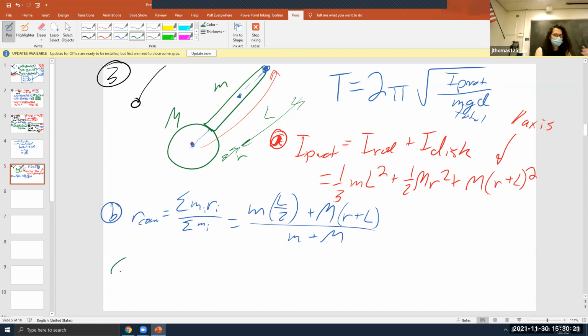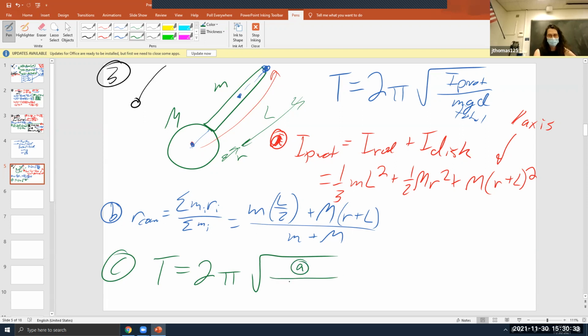In part C then, they say, all right, put it all together, go ahead and find the period. Period is 2 pi times the square root of the inertia around the pivot point, that's what we found in part A, over the total mass, little m plus big N, times g, times d, which is the distance to the center of mass, and that's what we found in part B. So you just put your two answers together. If you were to plug in the expression from B in the bottom, you could cancel out the total masses, but there's not really much else to be done to clean it up. Just make sure you don't round too much when you're plugging in your calculator.